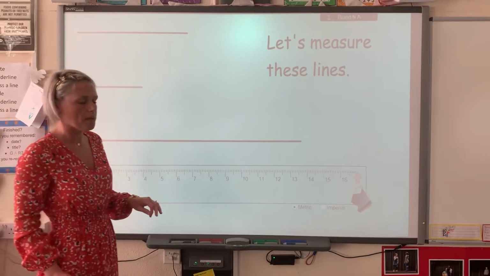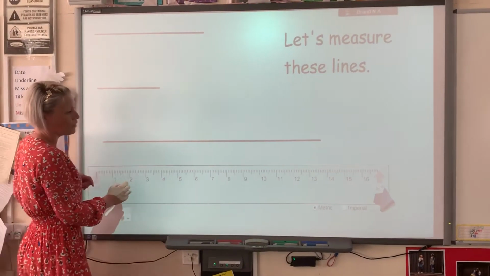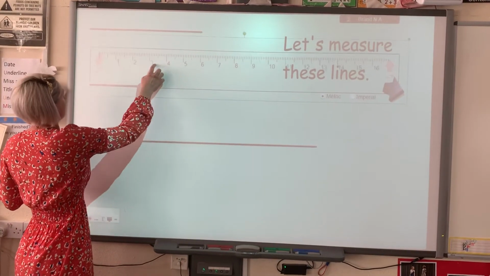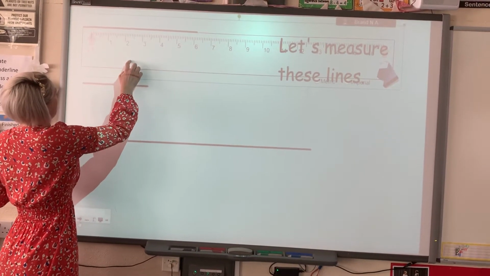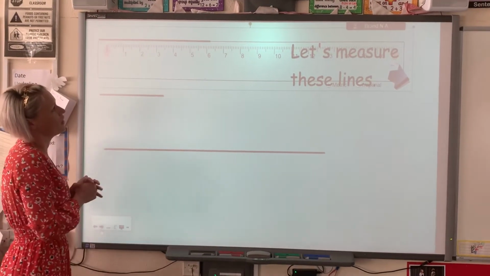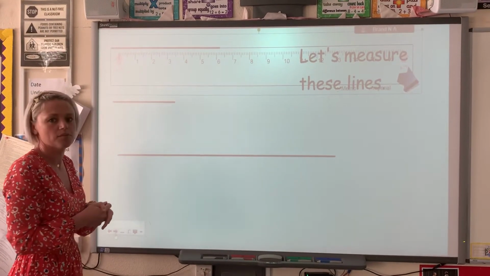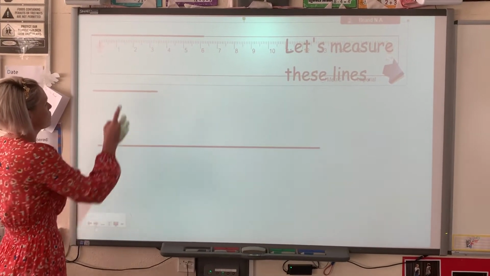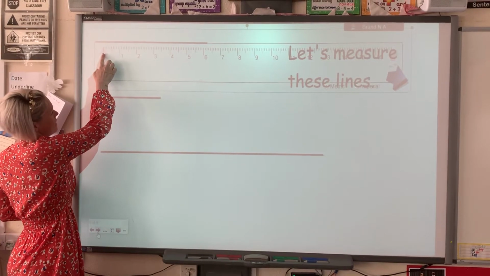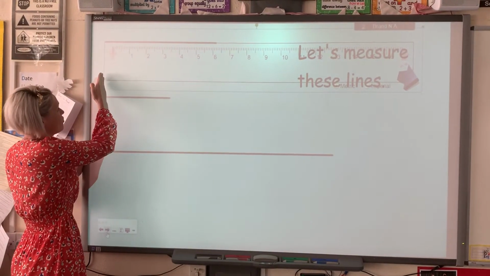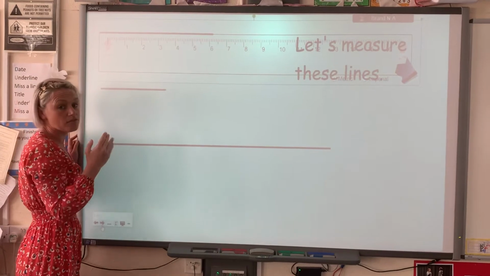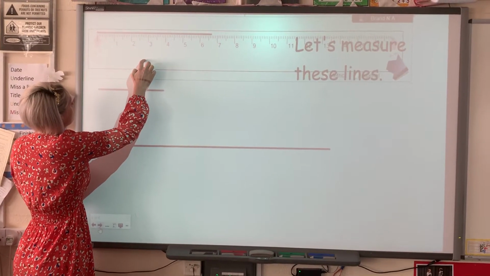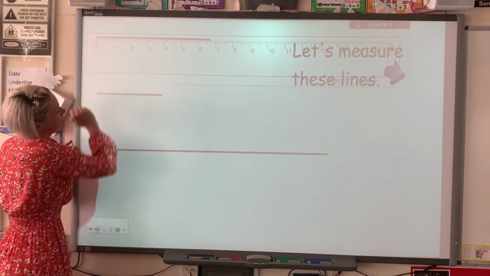So let's have a go at measuring some lines ourselves. So what we need to do first of all is move our ruler into place. There we go, well I've lined it up and I'm all set to go. Ah, well, has anybody spotted the problem? What have I done wrong? That's right, I've not lined my 0 up with the end of the line. I've lined up the edge of my ruler, and that's a really, really common mistake. So we need to make sure we're moving the ruler so that the 0 is right at the end.